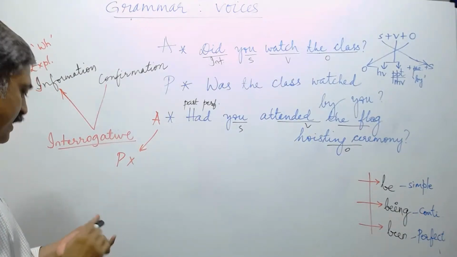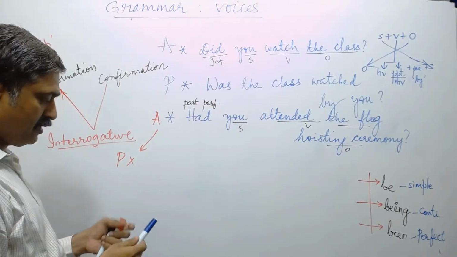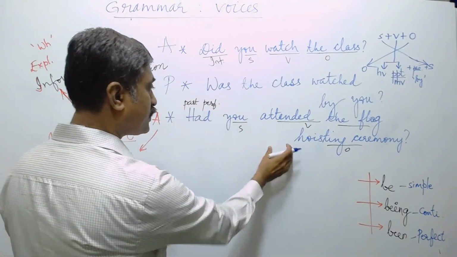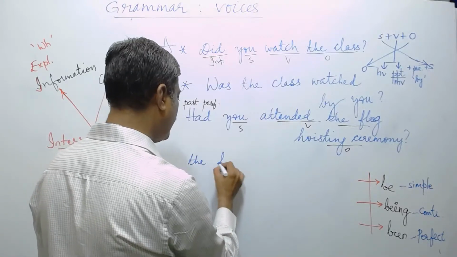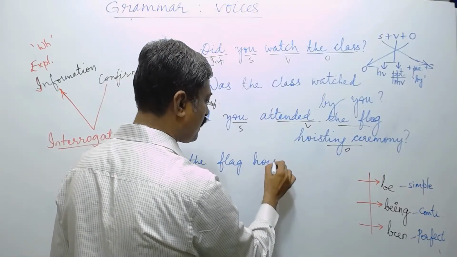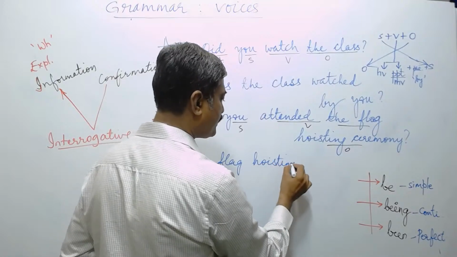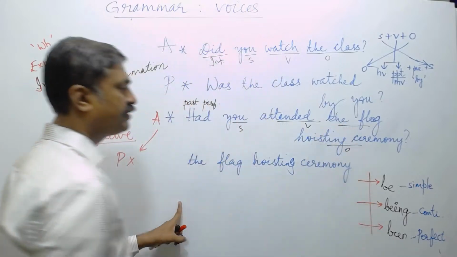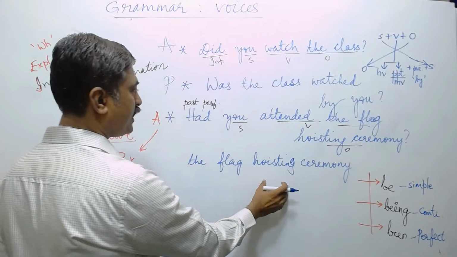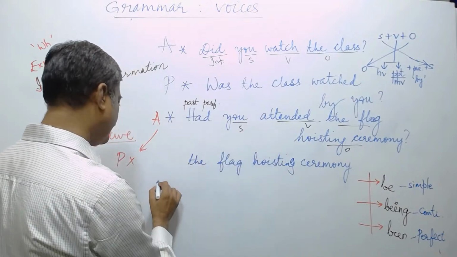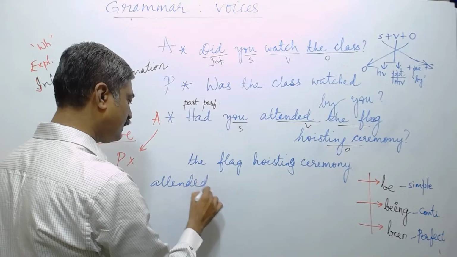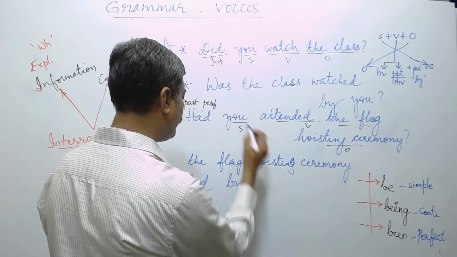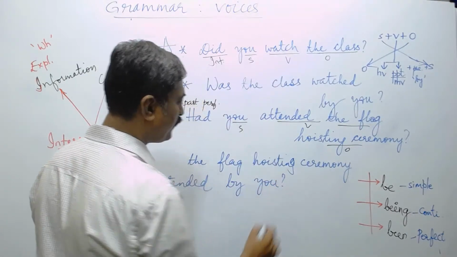Okay, so now let's start with this one. I'll leave it here, right? I'll take this one, the flag hoisting ceremony. That's the object that we had in the sentence. So we take the same here. First, the object of the active voice, the flag hoisting ceremony, right? Then the participle attended. Okay, we got the participle attended. By you remains the same even in objective case, so you rewrite it there.